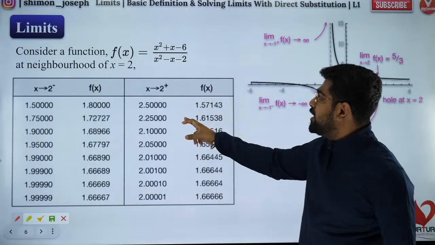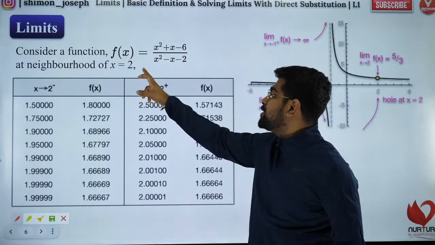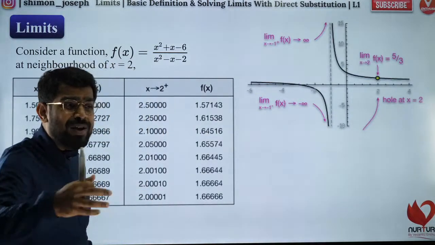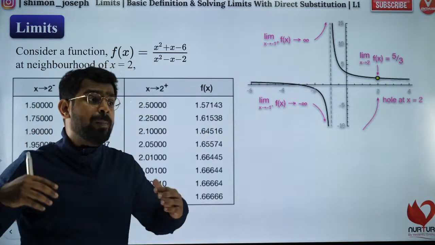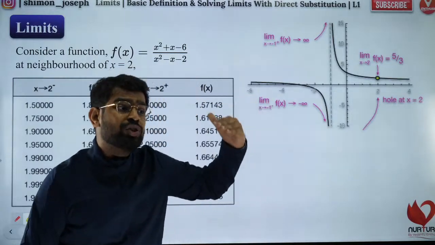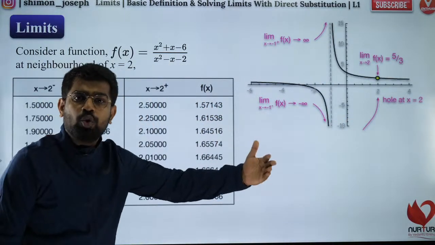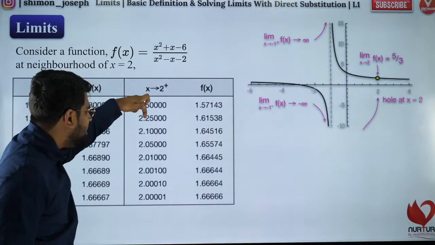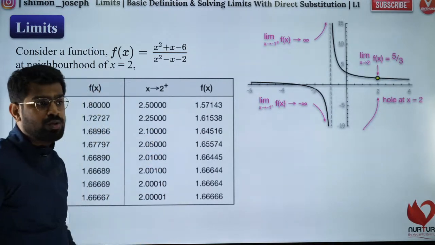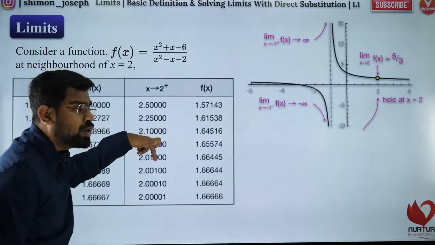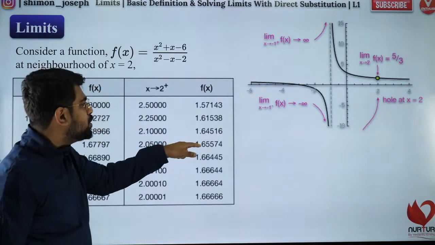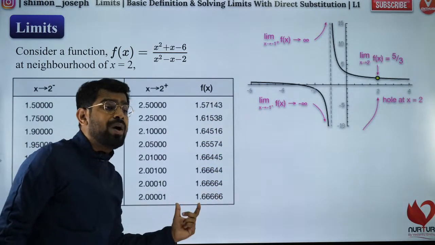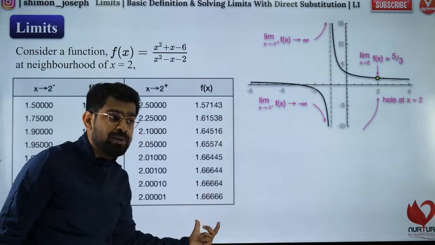Similarly here, as my x approaches 2 plus, what does 2 plus mean? I am approaching 2 from the positive side, to the right side of 2. So right side of 2 is nothing but 2.5. Something nearby 2 I am taking, and then I am coming closer and closer to 2. When I come closer and closer to 2, what happens to my functional value? My functional value comes closer and closer to 1.6666, which is 5 by 3.